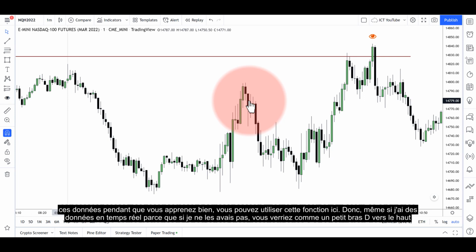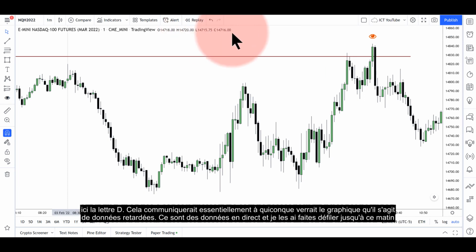You don't need to have that data while you're learning, okay? You can use this function here. So while I do have real-time data, because if I didn't, you'd see like a little orange D up here, letter D.